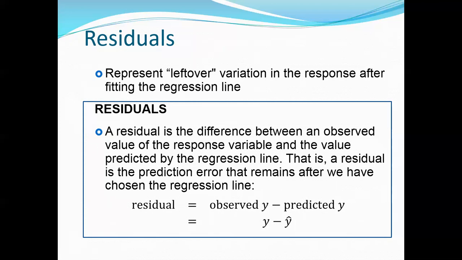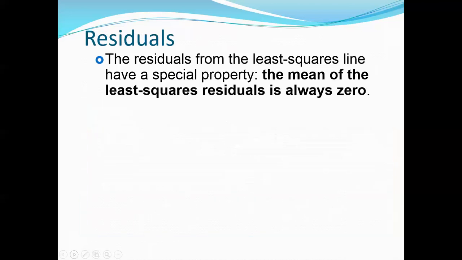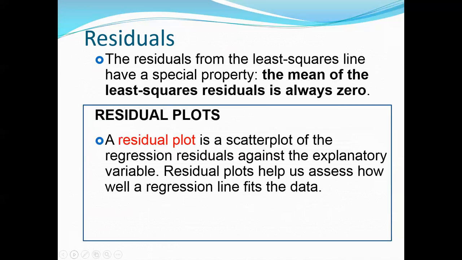So residual equals the observed y minus the predicted y. So the y that we're given as data minus the y that the least squares line itself predicts as the value for y. The residuals from the least squares line have a special property. The mean of the least squares residuals is always 0.